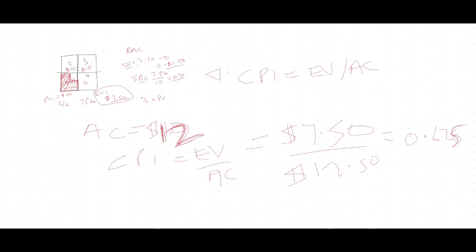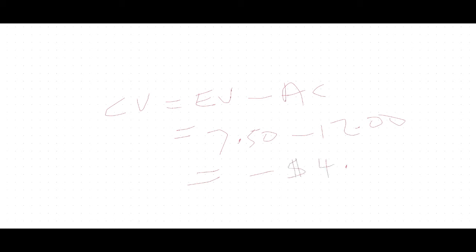And then the final one is your cost variance, and it's earned value minus actual cost. And that's going to be 750 minus 12. No, I beg your pardon. And that's going to be equal to a negative. So we're behind by, there's going to be a dollar sign for this, and it's minus 450. Okay.